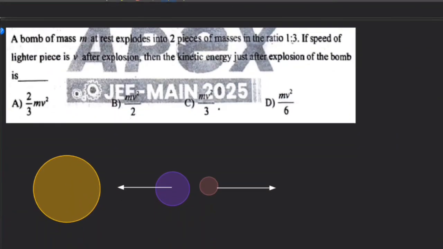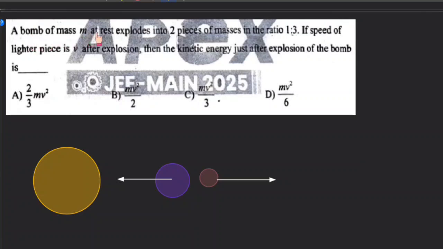Next one is this one. A bob of mass m at rest explodes into two pieces of masses in the ratio of 1:3. If speed of the lighter piece is v after explosion, then the kinetic energy just after the explosion of the bomb is? So now it is becoming two parts like this. One is heavier, the other one is lighter. The ratio is 1:3, therefore the masses are m by 4 and 3m by 4.